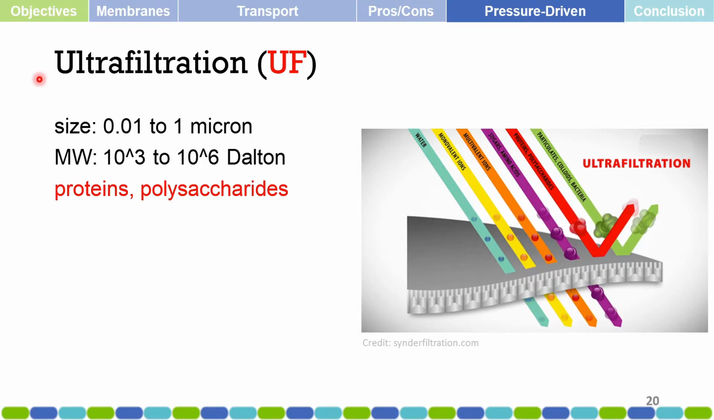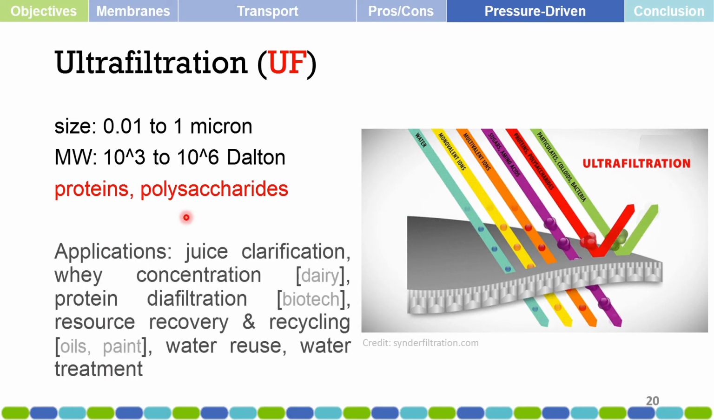For ultrafiltration, they can filter out or reject particles with the size of 0.01 to 1 micron. These particles are actually invisible to our naked eye. Or we can also say that the ultrafiltration process can filter out components with molecular weight of 10 to the 3 to 10 to the 6 daltons, or grams per mole. Most of these components would be proteins and polysaccharides, or complex molecular structures such as DNA.